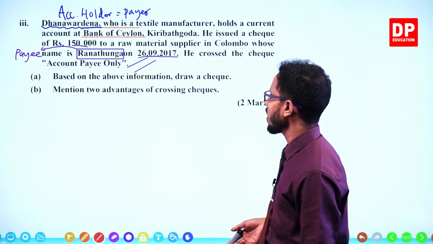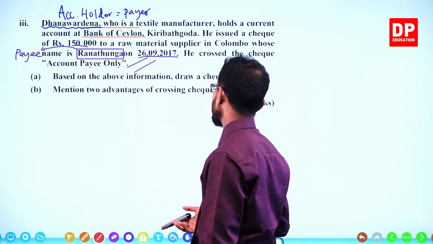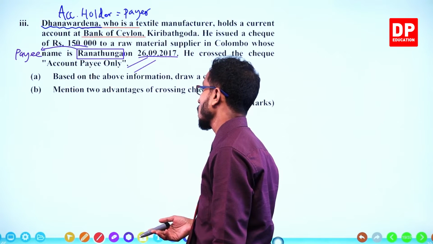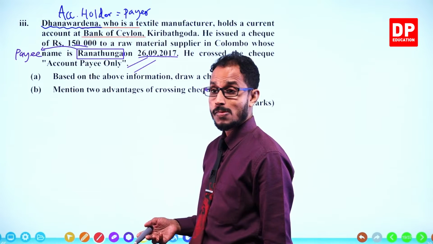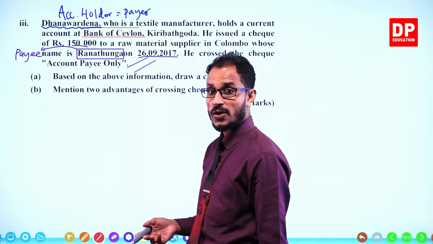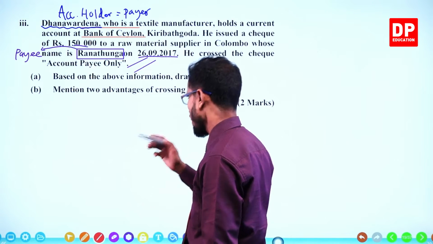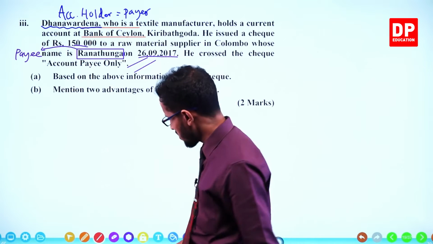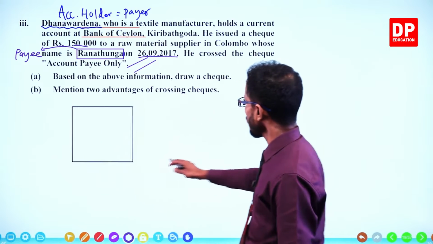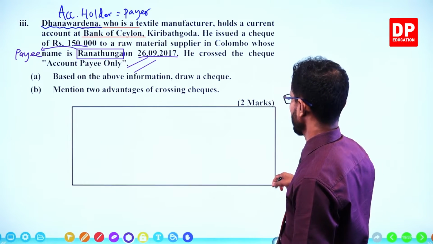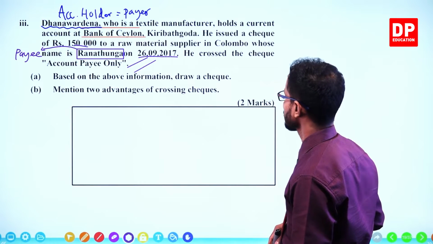What are they asking us now? Based on the above information, draw a check. Do we have enough space? We have, no problem then. Let's draw the check. This is your check.